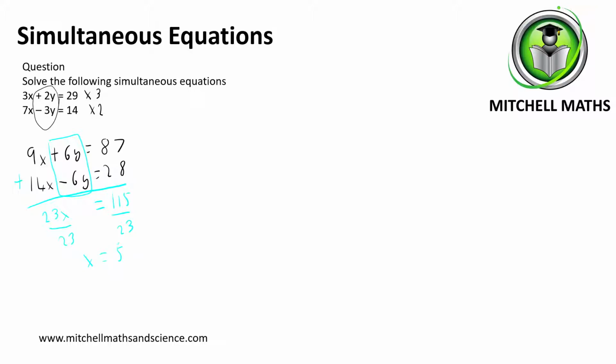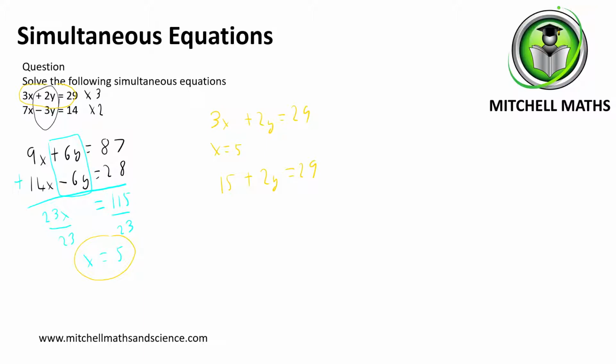Now that we've got one of our values, we can substitute that back into one of the original equations. I'd use one of the originals, not the multiplied ones, because the original ones are probably going to be easier to work out. We've got 3x plus 2y equals 29. I've got my value x equals 5. 3 times 5 is 15, so therefore it's 15 plus 2y equals 29.